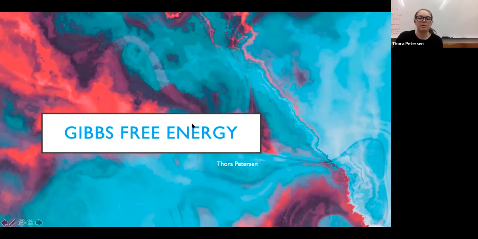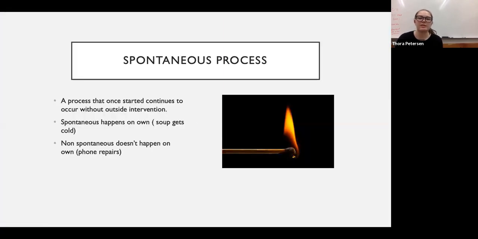Okay, so in order to talk about Gibbs free energy, we first have to talk about what a spontaneous process is. A spontaneous process is a process that, once started, continues on its own and doesn't need outside intervention. An example of this would be a match. Once you strike it, it continues to burn by itself. And I think a homework example is soup. The soup will continue to get cold if you leave it on its own.